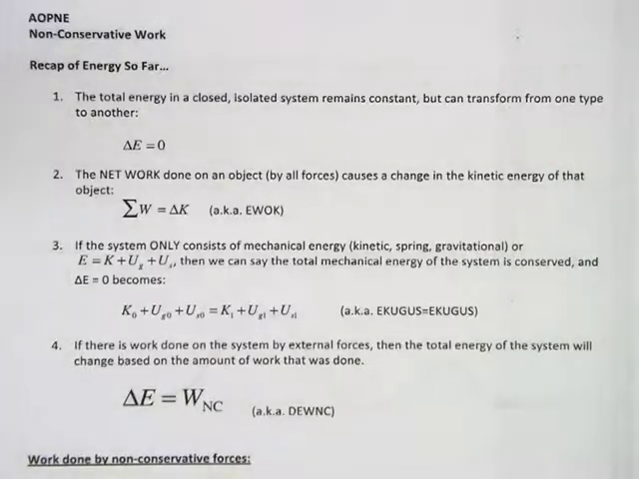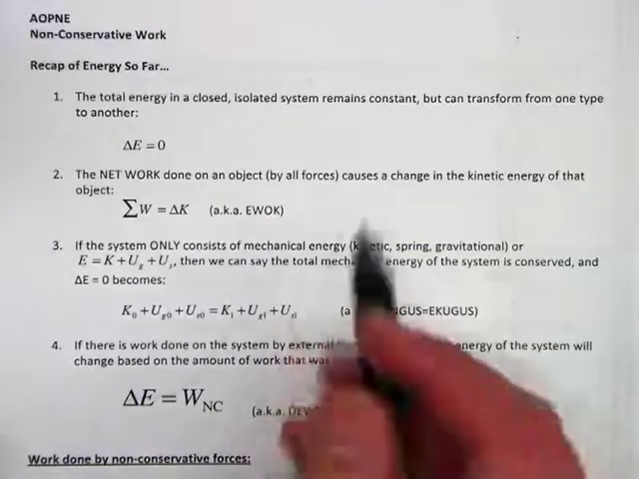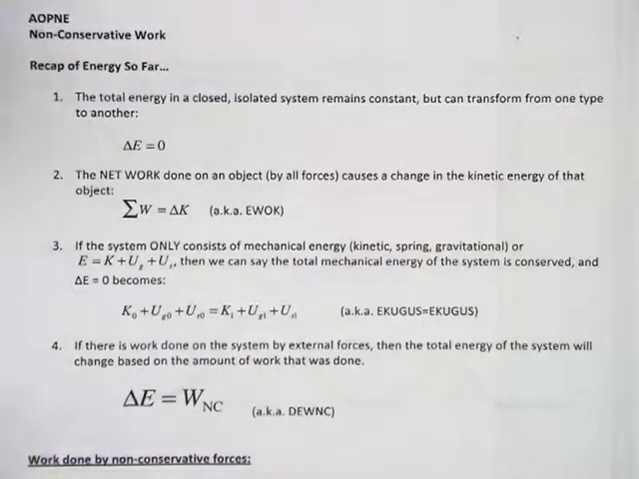Okay, in this video, let's recap some of the concepts from energy so far, and then see how we can apply the DEWNC to solving some problems. So we know that if a system is closed, the total amount of energy in that system will be conserved. It'll convert from one type to another, but the total energy in a closed system is conserved.